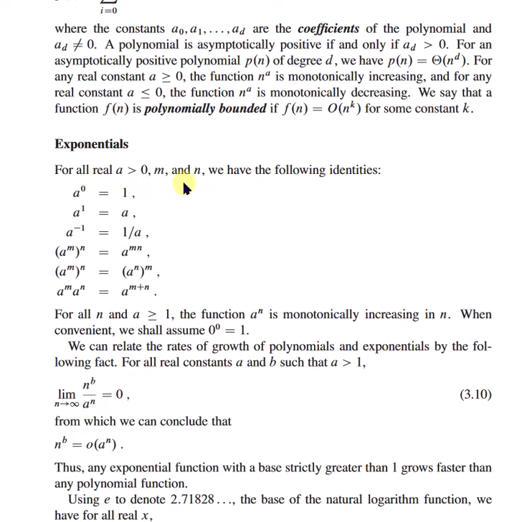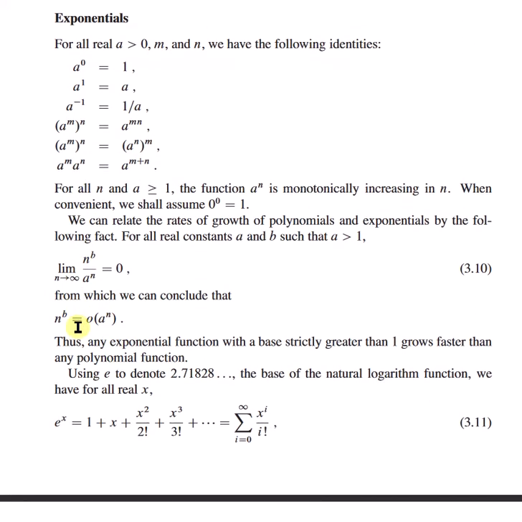Exponentials, for all real a greater than 0. And then we have the following identities: a to the power 0 is 1, a to the power 1 is a, a to the power minus 1 is 1 by a, and a to the power m times n, and they are interchangeable. And when the base is the same, you can add the powers. For all n and a greater than 1, the function a to the n is monotonically increasing in n. When convenient, we shall assume 0 to the power 0 is 1.